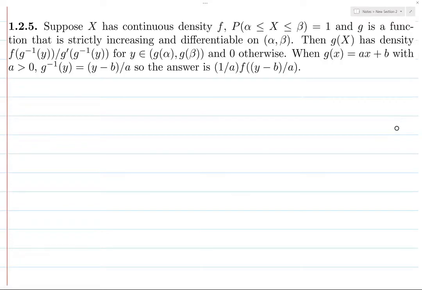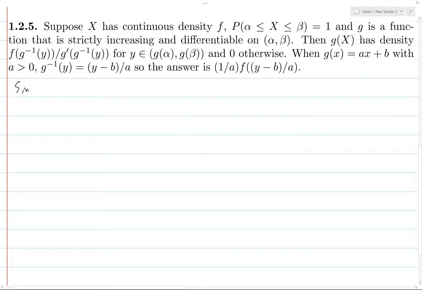All right, let's talk about what happens to a distribution function when you pass it through a strictly increasing differentiable function, or a strictly increasing function which is differentiable on a certain region. So let's see here. What do we know? Let's just start with things that we know.